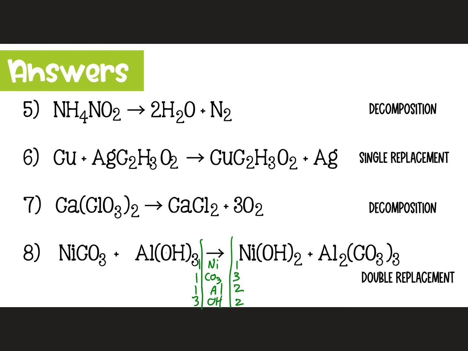I'm going to choose to start by balancing the aluminums, so we need 2 aluminum hydroxides, which changes the number of hydroxides from 3 to 6. Now let's balance the hydroxides, so in order to get 6 on the right, we will need 3 nickel hydroxides, which changes the amount of nickel to 3. To balance this nickel, we then need to triple the number of nickel carbonates, which also triples the number of carbonate. Now we have the same number on each side. Our reaction is balanced.